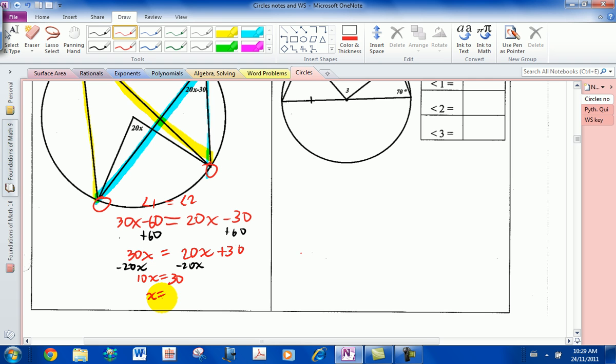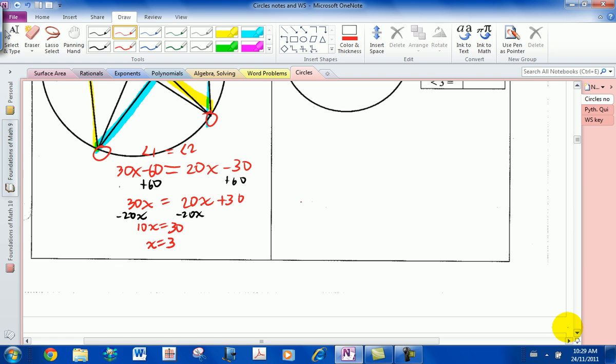What do you get x equal to? Yep. Awesome. Good job, Maddie. X equals 3. Okay. So now we use that relationship to find those angles. Can we actually find the value of all of them now?